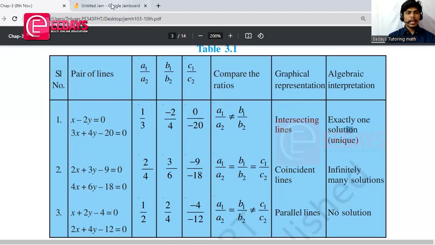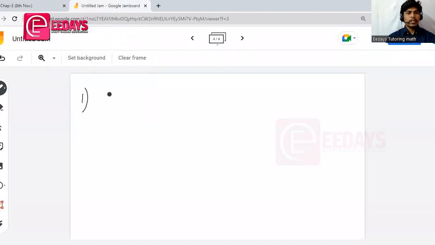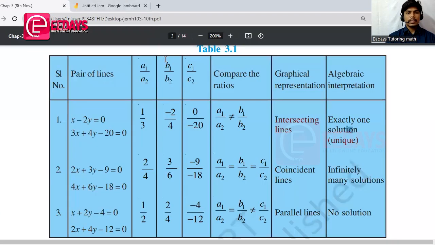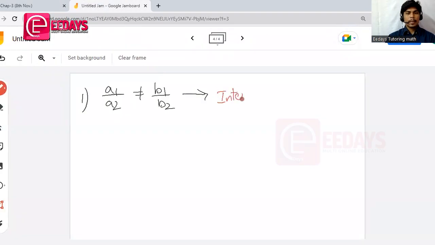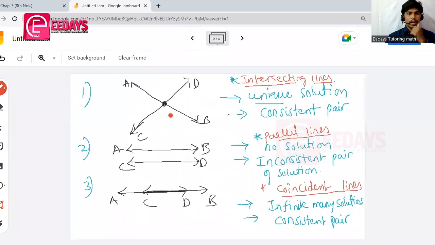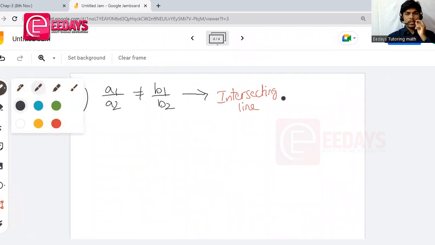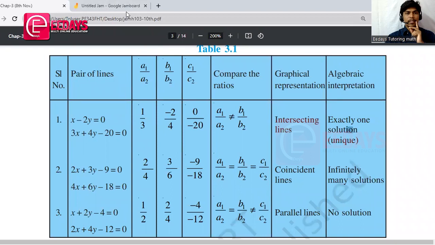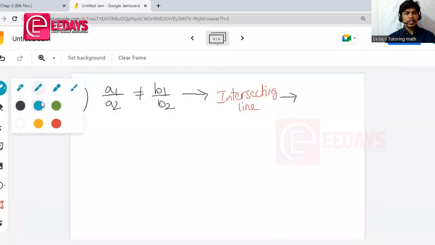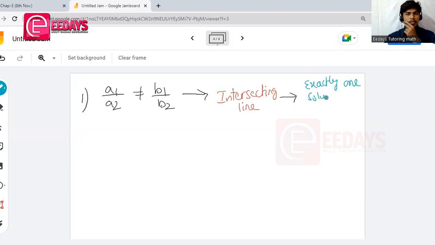Compare the ratio of the pair of equations. First one, A1 by A2 not equal to B1 by B2. So we call it intersecting line. For intersecting line, I already drew the graph. It is meeting at one point, so it has only one solution. So that's why you write unique solution or exactly one solution. Unique is nothing but one, right? So you can write exactly one solution or unique solution.